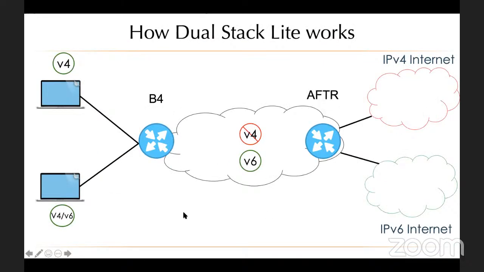So we have the B4, the Basic Bridging BroadBand device, on the left. And this is the CPE. And then on the right, we have the AFTR, which does CGNAT, NAT, and is also the tunnel concentrator. IPv4 packets will be sent from the host. For example, we have an IPv4 only host on the top left corner. The packets will hit the B4 device, the CPE, and then they're going to be encapsulated in IPv6 and sent to the AFTR. And then the AFTR is also going to do NAT on it.